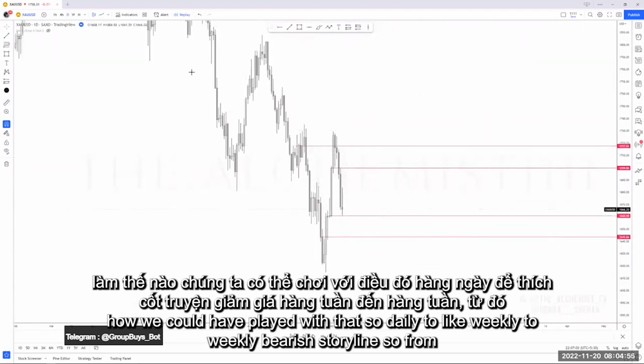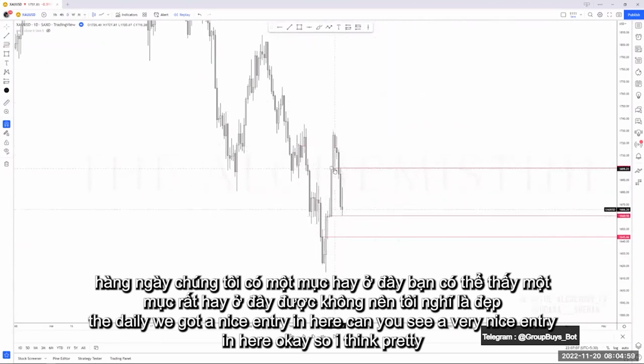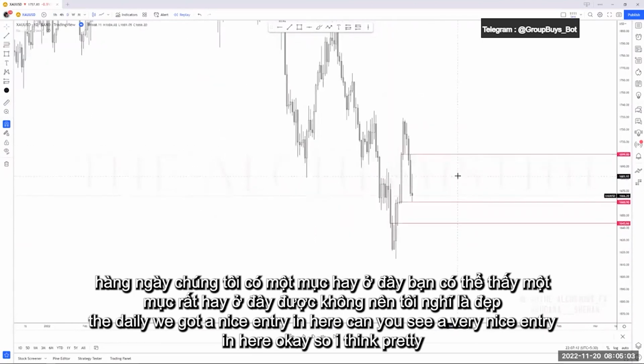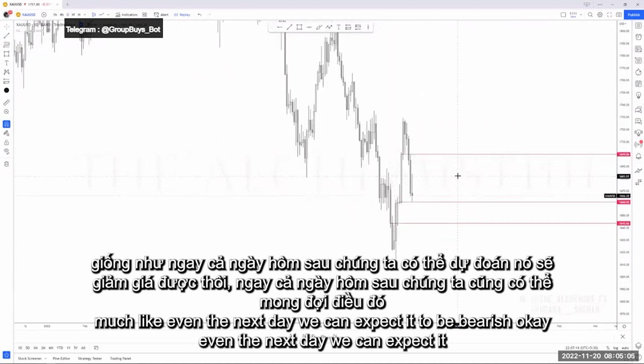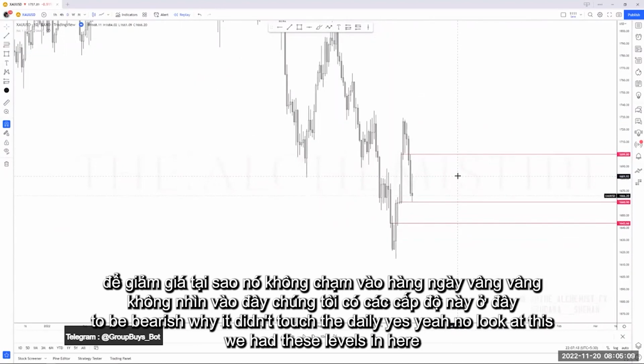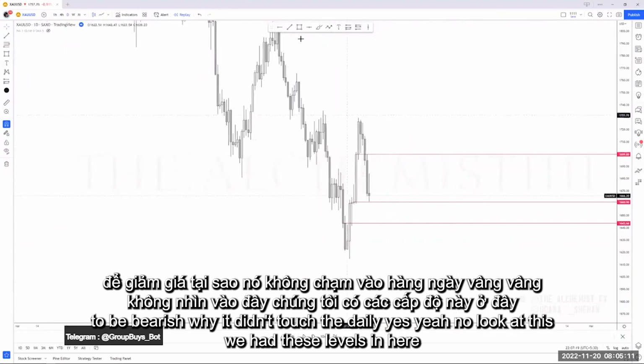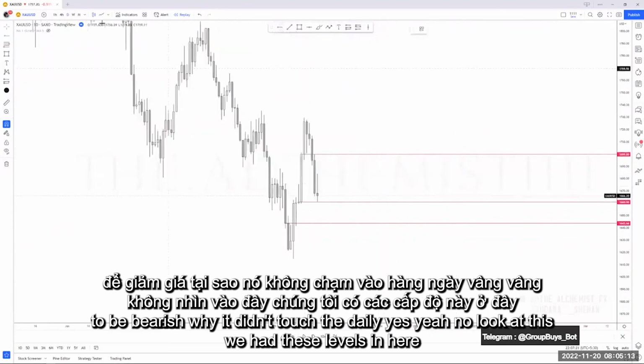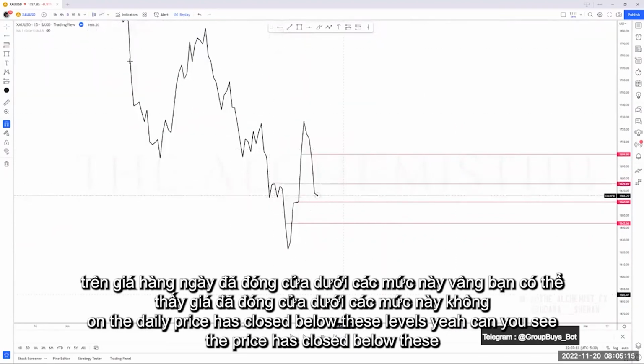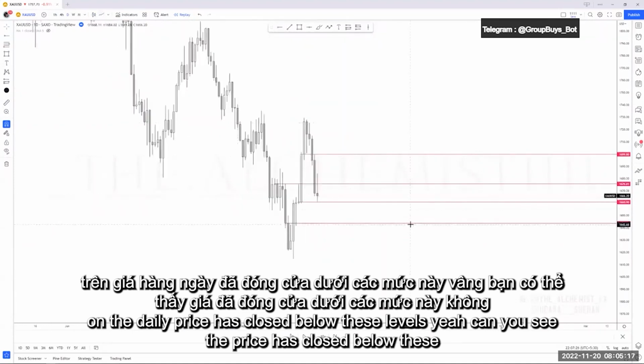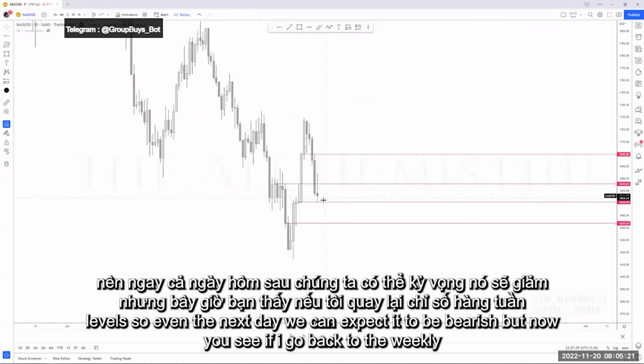So weekly to weekly, bearish storyline. From the daily, we got a nice entry in here. Can you see it? A very nice entry in here. Okay, so I think even the next day, we can expect it to be bearish. Why? It didn't tap the daily yesterday. Yeah, now look at this. We had these levels in here on the daily. Price has closed below these levels. Can you see? So even the next day, we can expect it to be bearish.